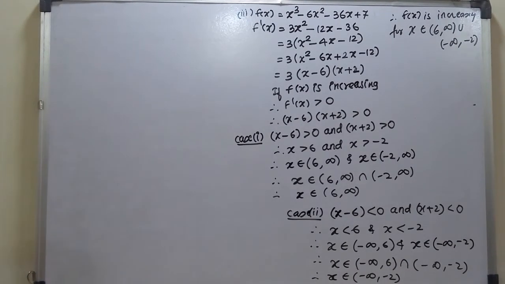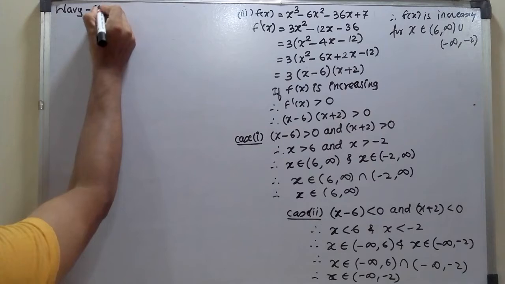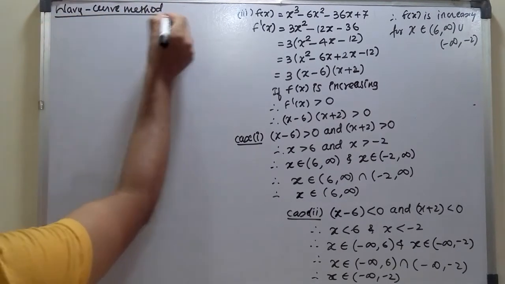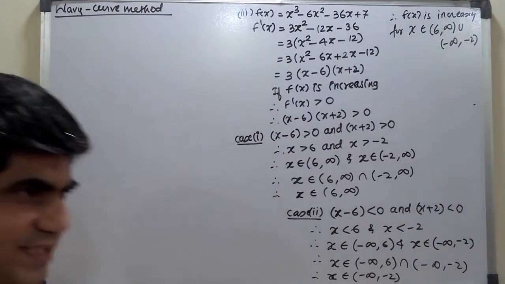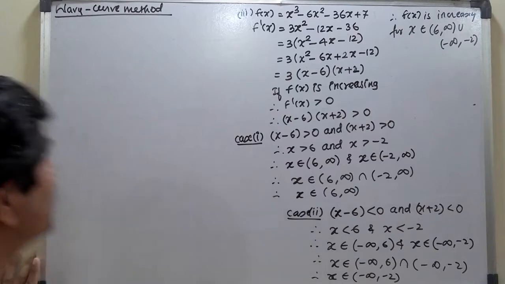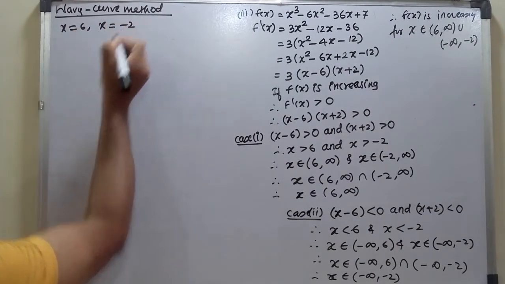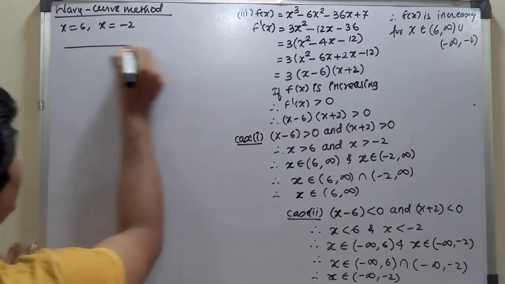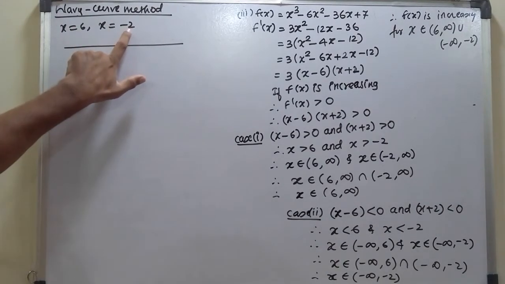So what you do is, first you get the critical point, that is, see what I am doing now. Okay, now x minus 6 and x plus 2 greater than 0, less than 0, that you don't consider right now. So you will get here x is equal to 6 and x is equal to minus 2. That is taking both equal to 0. What you do? Draw a number line. What are your critical points? 6 and minus 2, right?